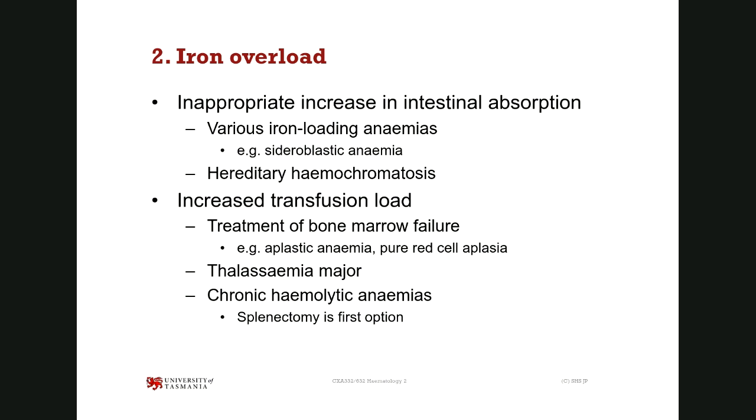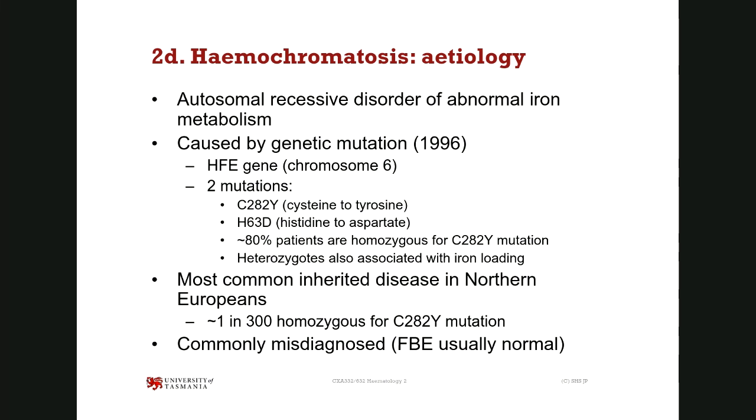But if you bypass that and introduce iron directly into the blood vessels as in the form of a blood transfusion, then you are bypassing that homeostatic mechanism. And so anything where we have an increased transfusion load, any time when people really need regular transfusions to survive, iron overload can be a serious consequence of that condition and needs to be treated. So we're going to have a look at hemochromatosis first.